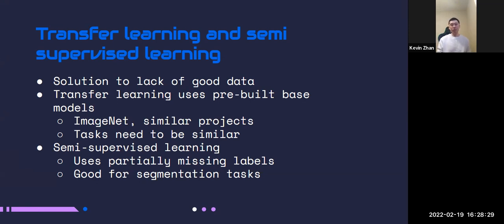So the more alike your project is with the transfer learning model, the more likely it is to work, right? Because if a model was built on cats, dogs, and horses, it's probably not going to be able to detect cancer or pneumonia. So the tasks need to be similar.